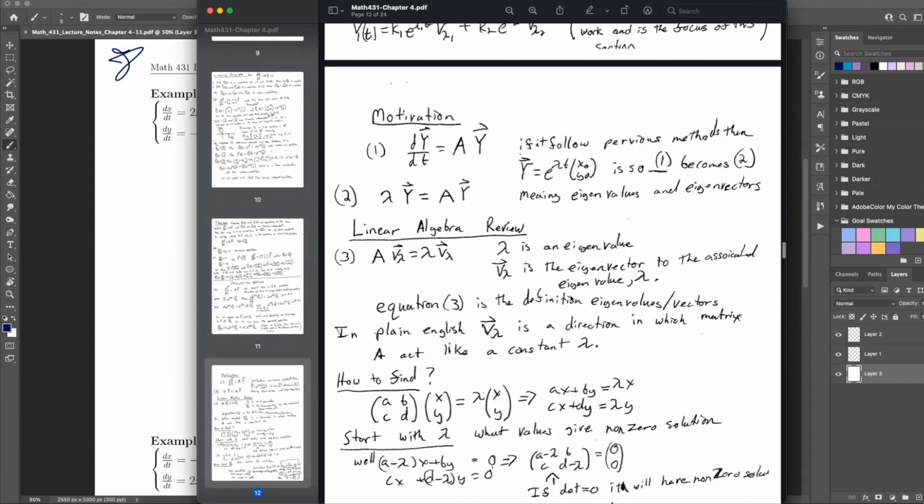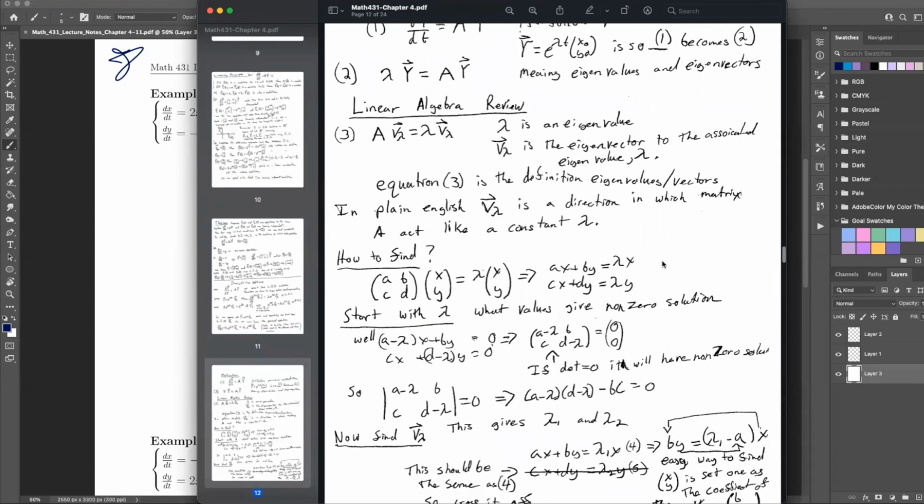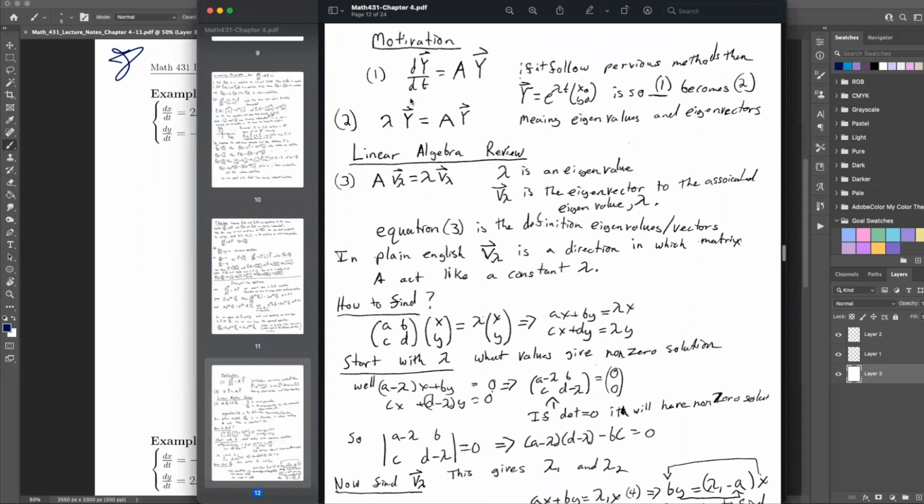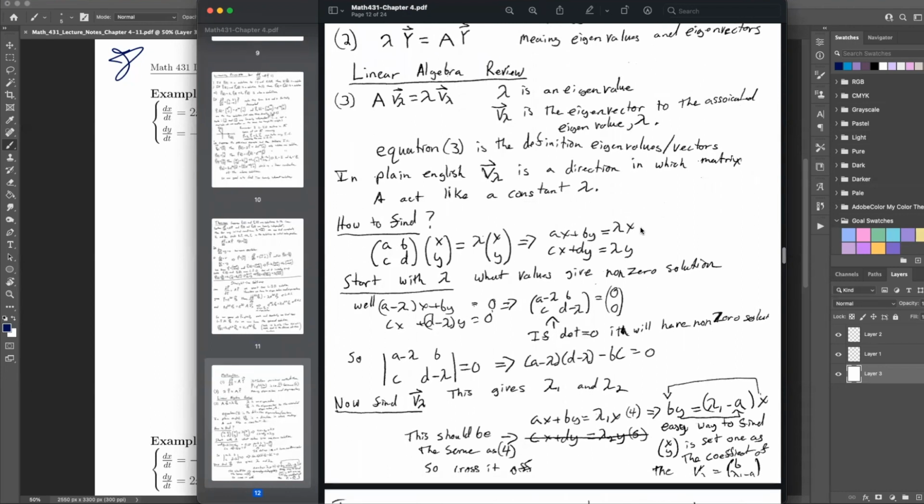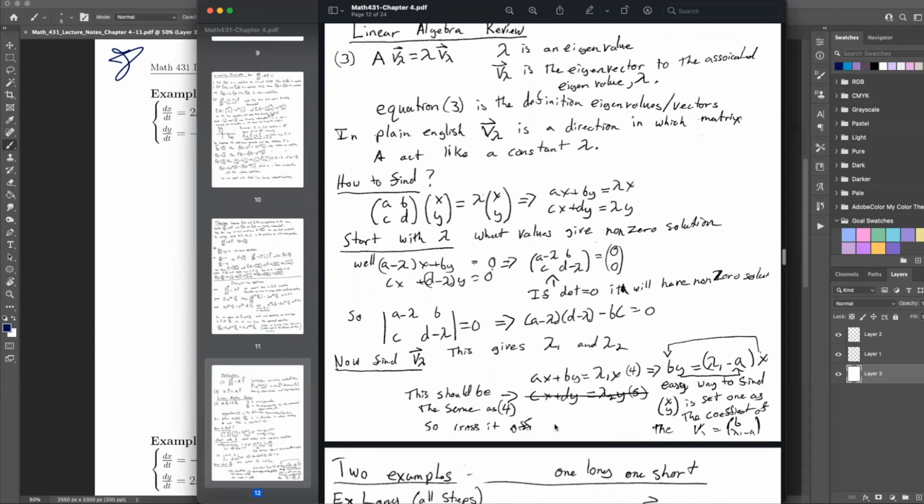And so we're going to use our linear algebra. This is just a quick review of linear algebra. Remember we want our matrix to act like a single scalar. And so to find that, we're going to find a scalar lambda such that this works. Well, how do we find that? Well, we just solve this equation. And we'll be doing a lot of eigenvalues and eigenvectors really soon. Okay, so we're going to solve this. I will be teaching you an easy way to find that.